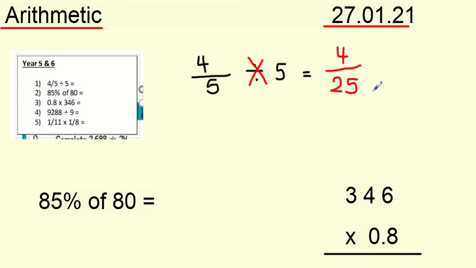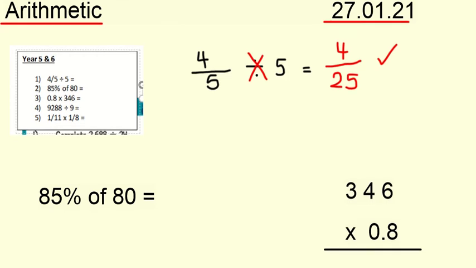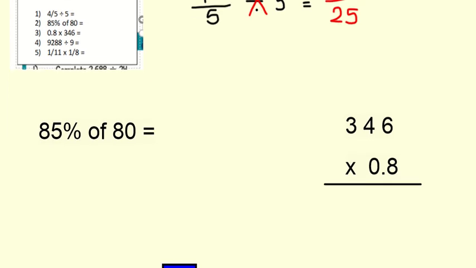Can I simplify Year 6? Is there a number that divides equally into 4 and 25? No, you're absolutely correct. This is as simple as we can make this fraction, 4/25. So if you've got that one, give it a neat little tick. If you've made a calculation error somewhere along the way, just pause the video now and see if you can correct that.